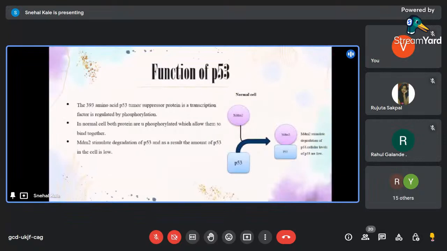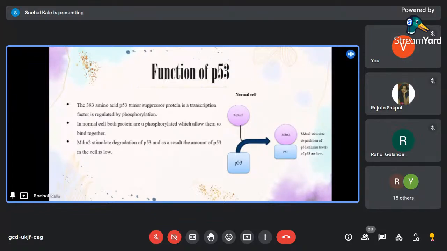The next is the function of P53. The P53 protein is a 393 amino acid long transcription factor that is regulated by phosphorylation. In a normal cell, the P53 concentration is low. If there is a mutation in the cell, the concentration of P53 is high. MDM2 is responsible for the low amount of P53.